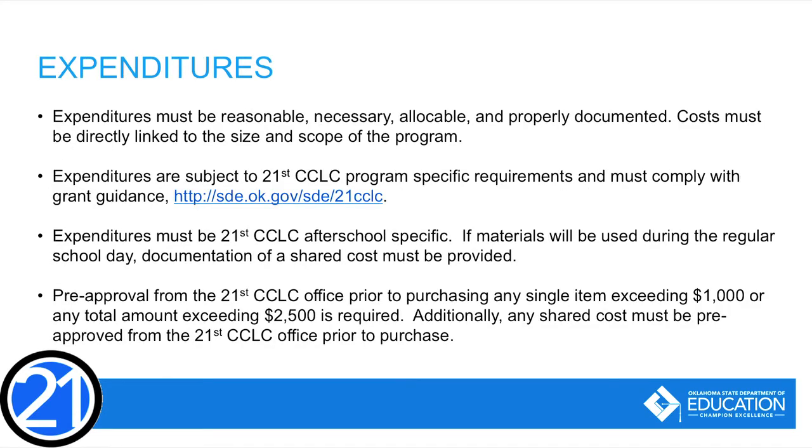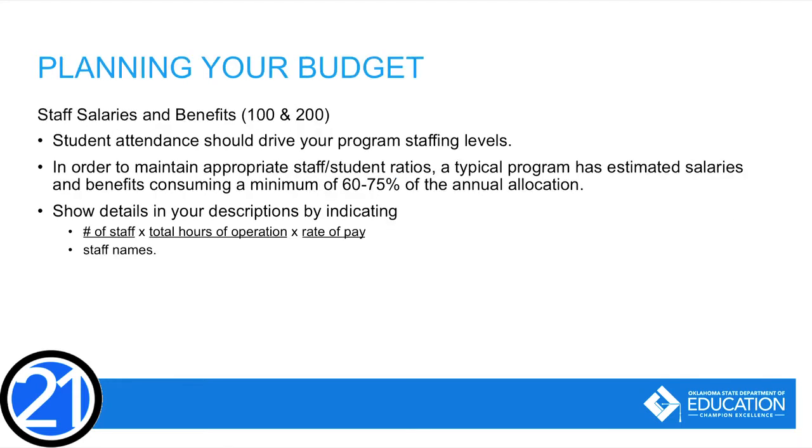Expenditures must be reasonable, necessary, allocable, and properly documented while having the cost be directly linked to the size and scope of your program. Please consult grant guidance for specific allowables and non-allowables. Grant guidance should be followed regarding pre-approval from the 21st Century office prior to purchasing any single item exceeding $1,000 or any total amount exceeding $2,500, as well as if there are any shared costs. We will quickly walk through the main codes and what items you should input to have a nice, fully detailed description in the description boxes.